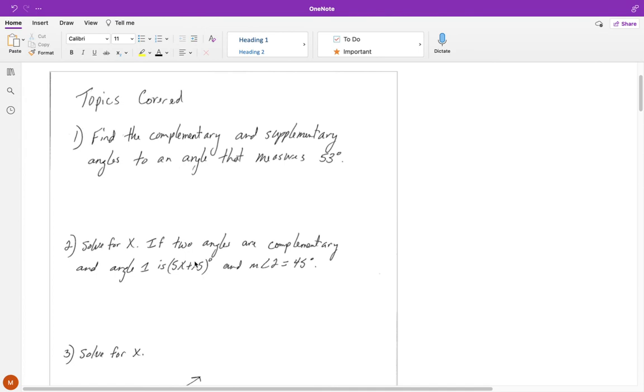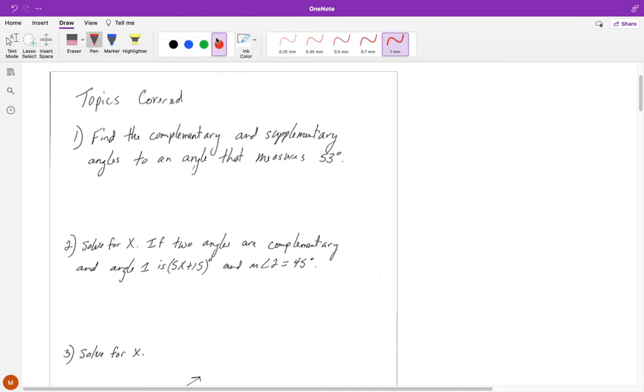For number one, it says find the complementary and supplementary angles to the angle that measures 53 degrees. So when we're trying to find a complementary, they add to 90. So our complementary angle plus 53 has got to be equal to 90. Then we can do 90 minus 53. So our complementary angle is going to be equal to 37 degrees.